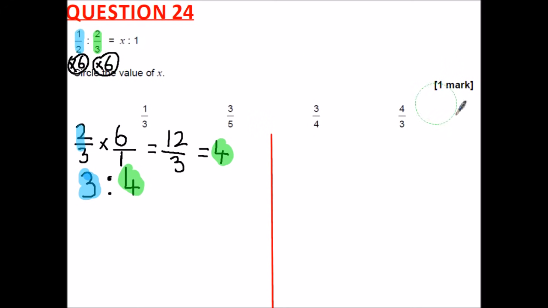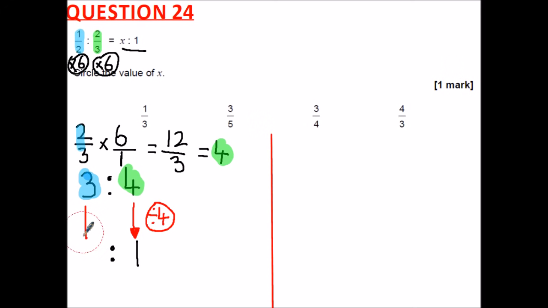But the ratio we want is in the form where the second number is 1. So we've got 4 here. We don't want 4. We want to get the 4 down to a 1. So you need to ask yourself a question. What do you divide a number by to get 1? Well, any number divided by itself is 1. And so we need to do 4 divided by 4.